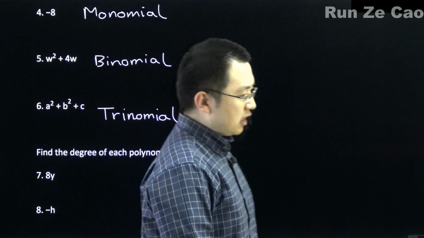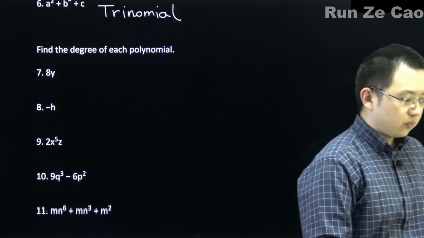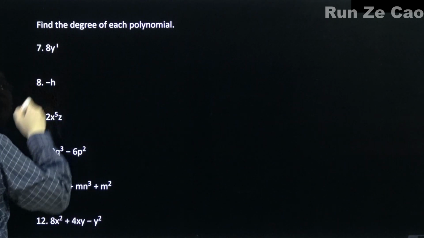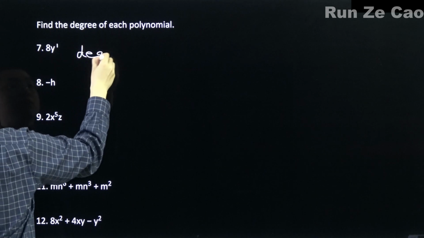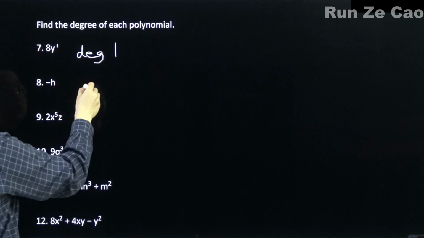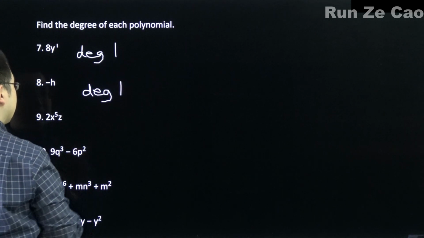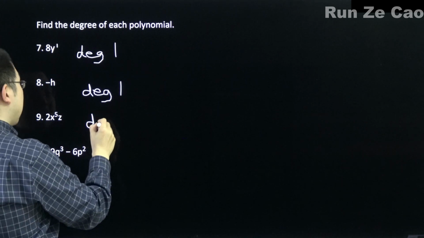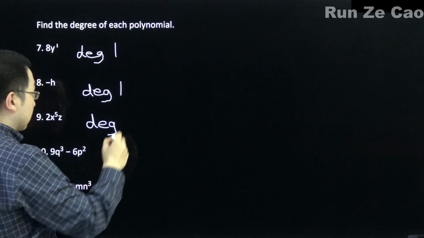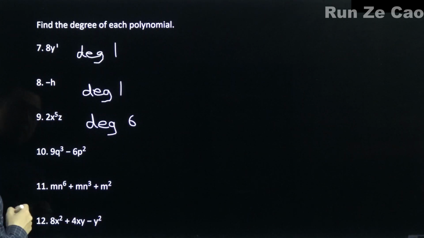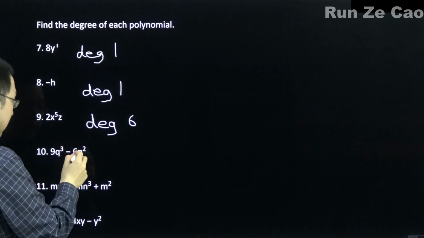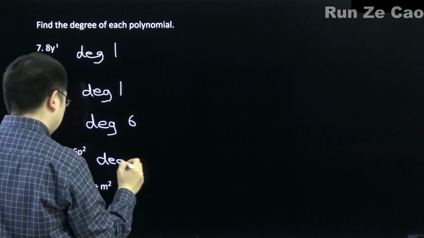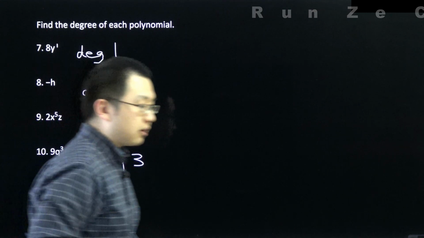Find the degree of each polynomial. 8y. Well, it's not marked, but this is 8y to the first power, which means that it's got degree 1. Negative h, oh, it's also degree 1. 2x to the fifth times z, oh, that's degree 5 plus 1. In other words, degree 6. This, we have a degree 3 term here and a degree 2 term here. So the highest degree is therefore 3, and so this is degree 3.